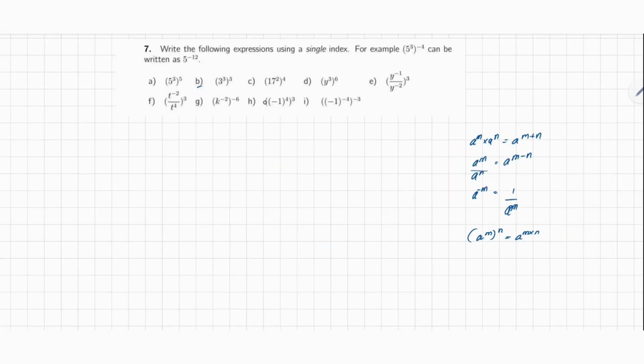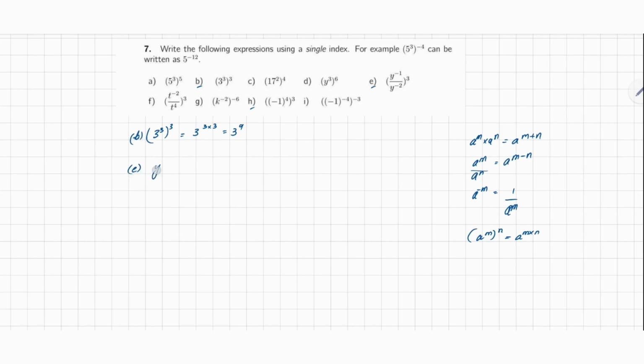For this question, we'll be doing 3 of them. Let's start with question B. We have 3 cubed raised to 3. We can use this law or rule. That gives us 3 to the power 3 times 3. It's 3 to the power 9. Next, we just have to bring this to a single index or simplify it to a single index. So we can stop there.